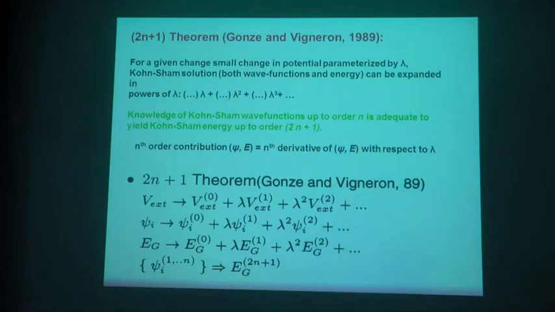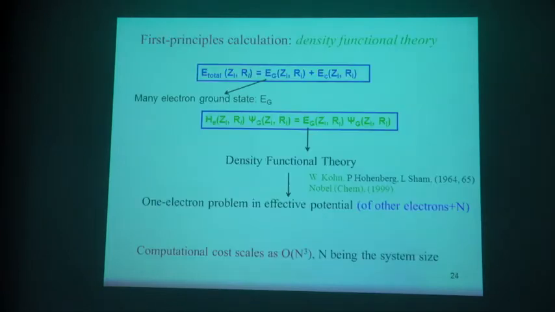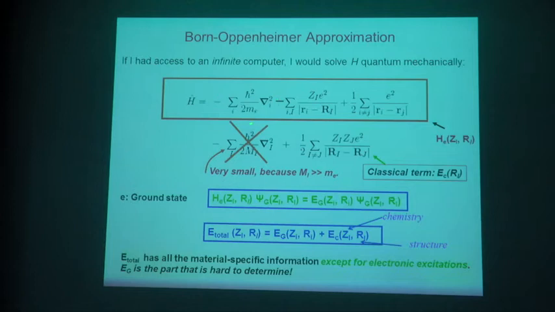Okay, so this is where the idea is, I'll explain to you. The nth order contribution to the wave function and energy gives you the nth derivative of the psi. So the 2n plus 1 theorem is like this. Manoj used this term called V external in his analysis yesterday. All of you remember, in the Hamiltonian he had three terms: kinetic energy, interaction energy, and external potential. Just to remind you, in my talk also I had it here. This is kinetic energy, this is interaction energy, and this is the external potential, which is coming from the nuclei. If I change the atomic position, it's this potential which changes, V external.